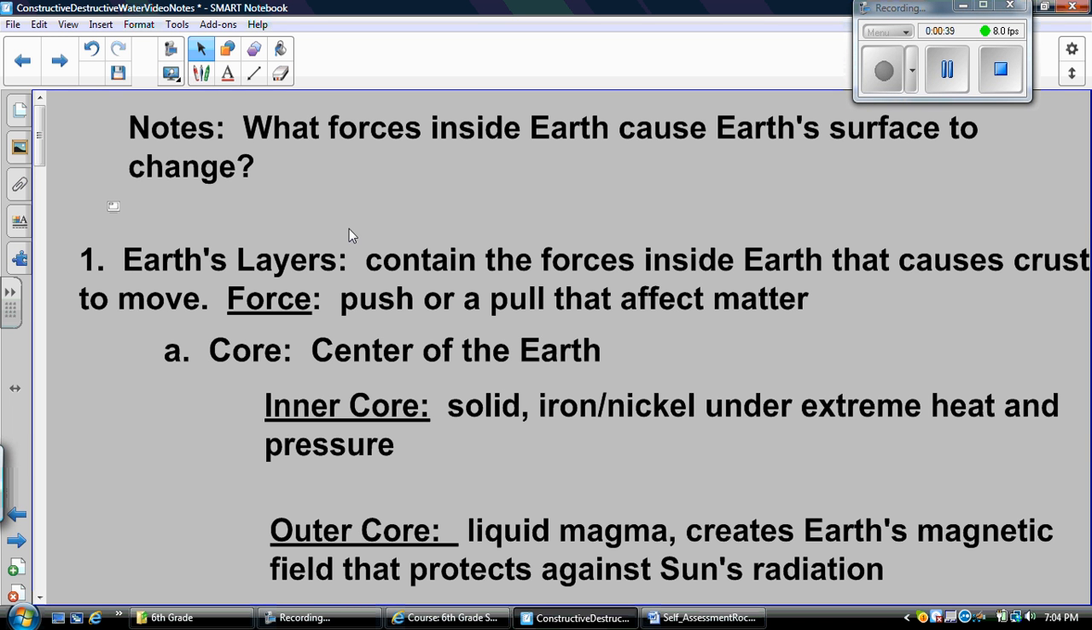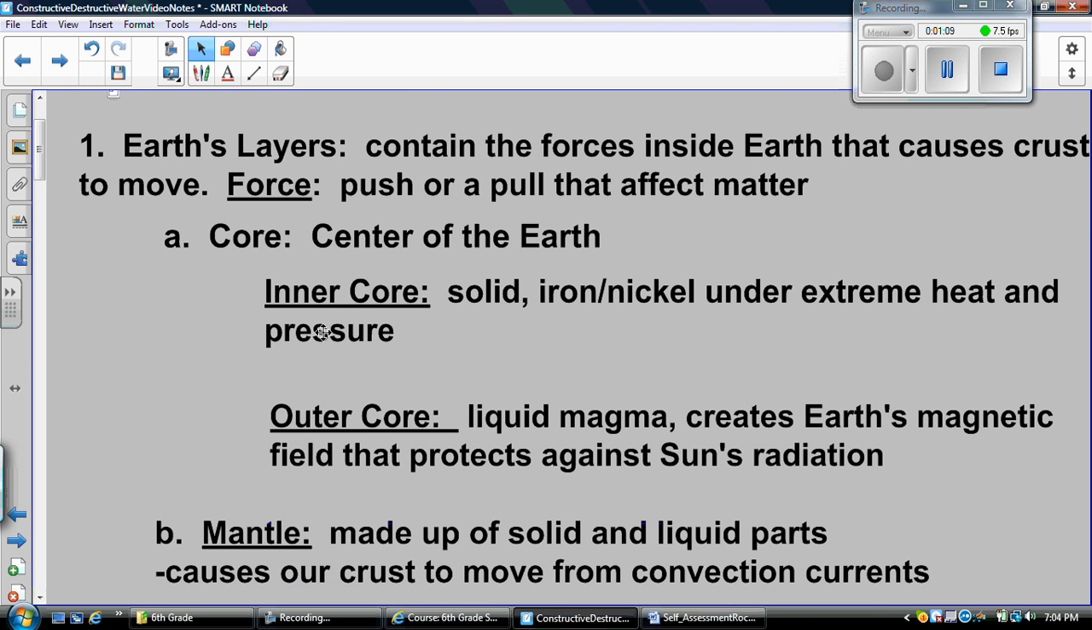Okay, so our Earth is divided up into layers. And these layers contain the forces inside Earth that cause our crust to move. A force is a push or a pull that can affect matter. So remember, Earth is made up of matter, the layers are made up of matter, and then the forces inside those layers are pushing and pulling and causing our crust to move. So let's talk about Earth's layers.